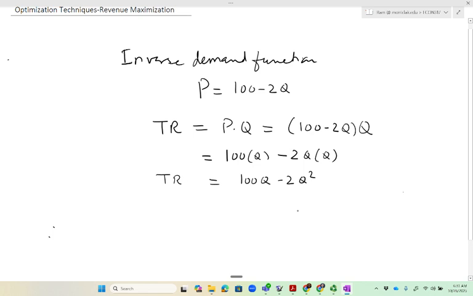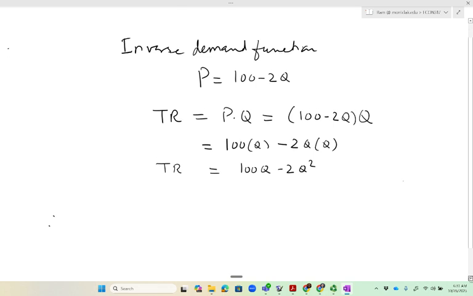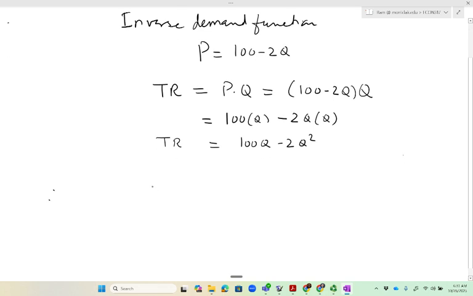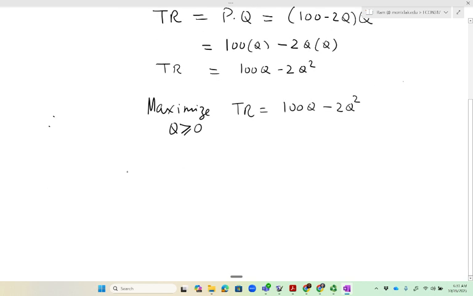So this is what we want to maximize, and now I will write down the optimization exercise formally. So our problem is maximize the total revenue, which is a function of quantity, 100Q minus 2Q square, and obviously we are looking at positive quantities. I will make it a little bit more precise. I will say non-negative quantities. So this is the formal description of an optimization exercise.